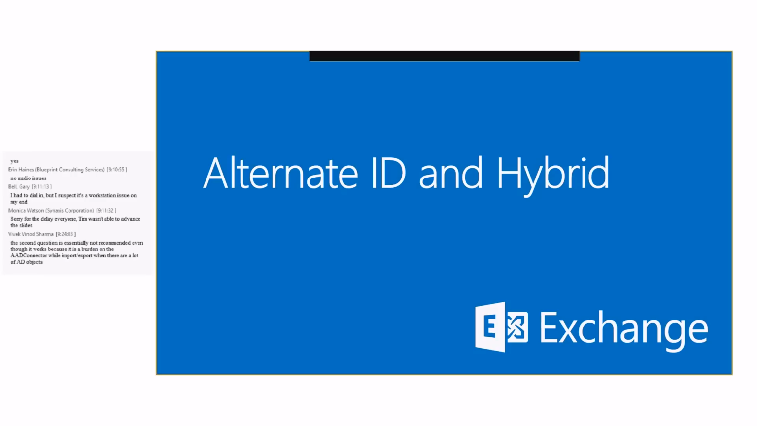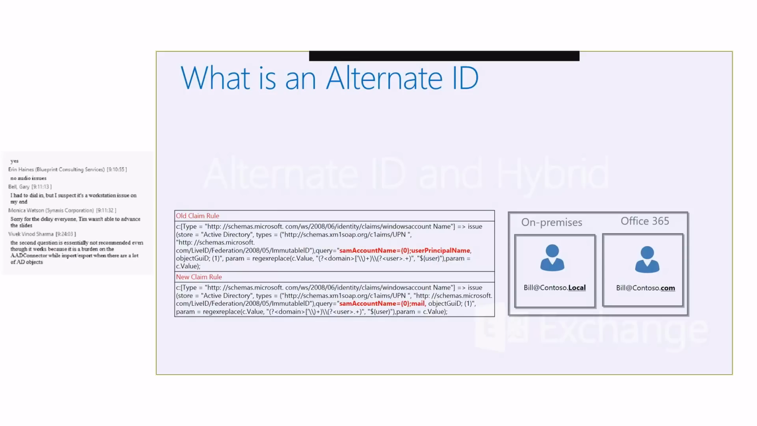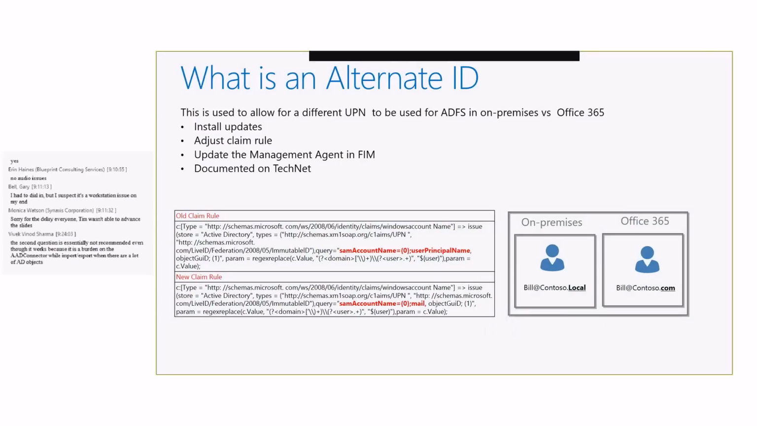Okay, so alternate ID and hybrid. That's what we're going to cover now before we get into OAuth. For those of you that don't know what alternate ID is, a lot of times customers on premises have a UPN of .local. If you look at this little diagram on the right, it says on premises is bill@contoso.local. One of the challenges when somebody has a UPN of .local is that you can't add contoso.local as an accepted domain in the cloud.